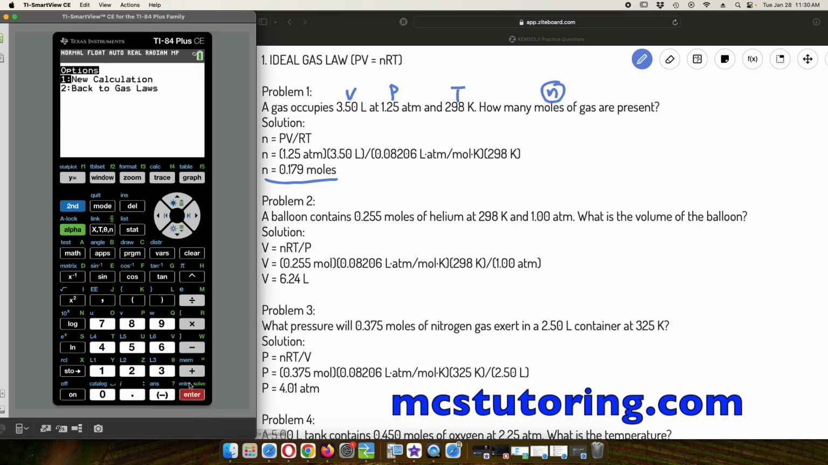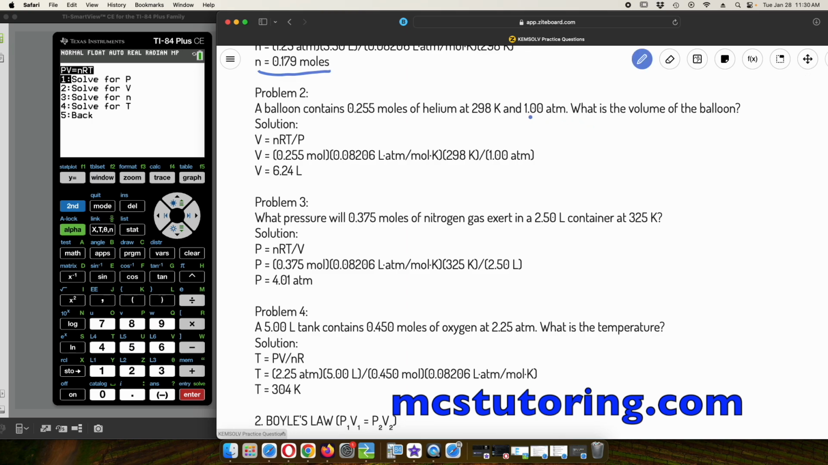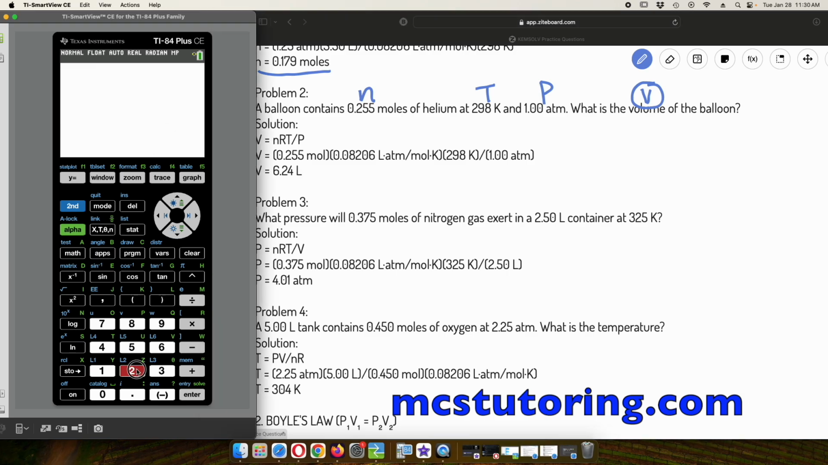Okay, good. We're going to go back to the gas laws, and again do the ideal gas law for the second one. Problem 2: a balloon contains 0.255 moles of helium, that's an N, at 298 Kelvin, that's a temperature, and 1 atm, that's a pressure. What's the volume of the balloon? Volume is what we're looking for, so we're going to solve for V.